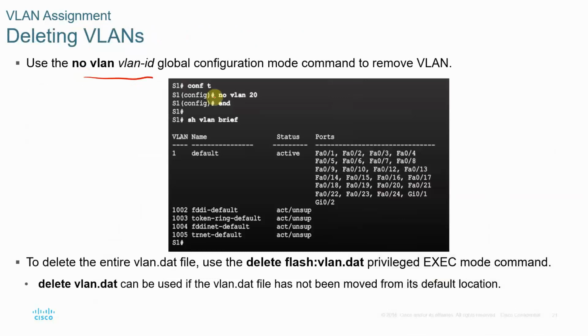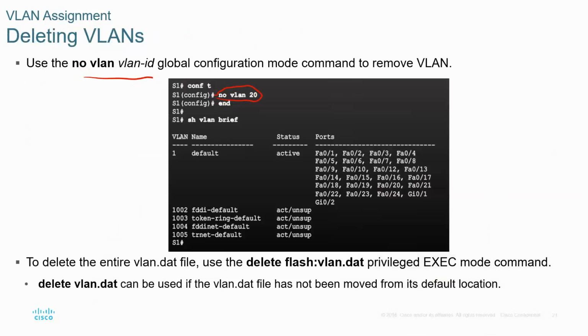And by the way, if you say no VLAN 20, then VLAN 20 will be deleted from the database. However, all the ports that were assigned as members of VLAN 20 will now be inactive. They will not be returned to the default VLAN automatically. You have to go and return them to the default VLAN, or you return them to another VLAN. But by default, they will not actually be returned to VLAN 1.